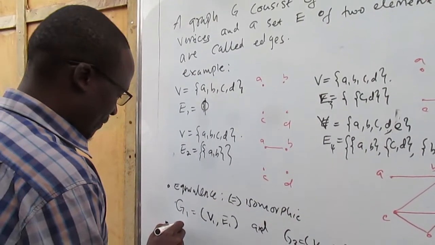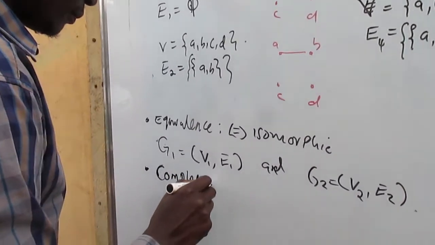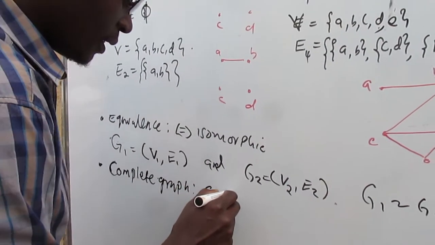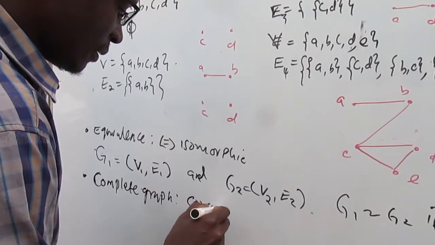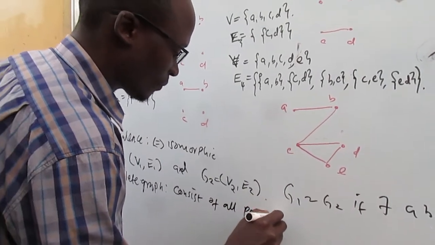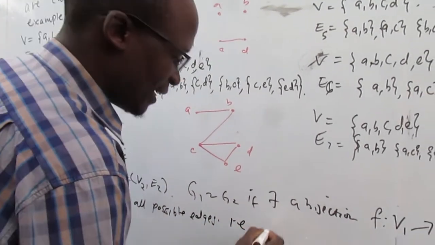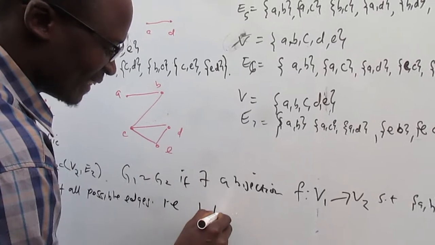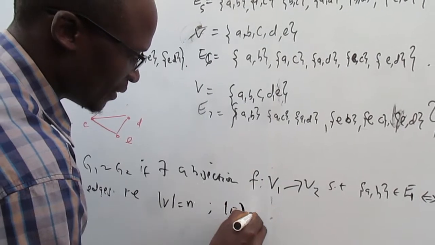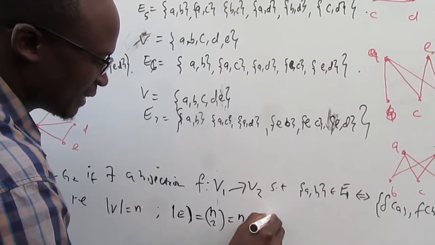So we'll call a graph complete if it consists of all possible edges. And what we mean here is, if the vertex set has n elements, then the edge set will comprise of n choose 2, which is n into n minus 1 over 2.